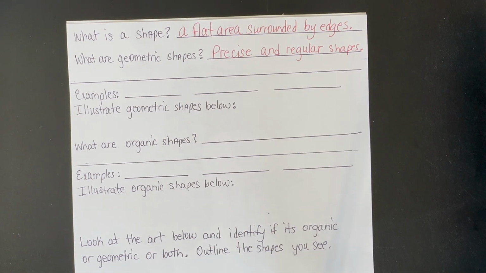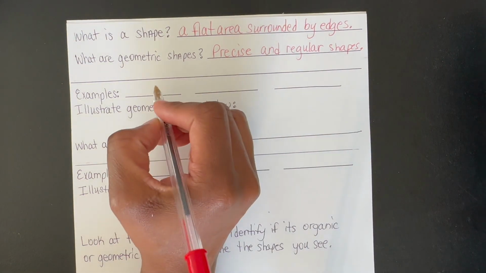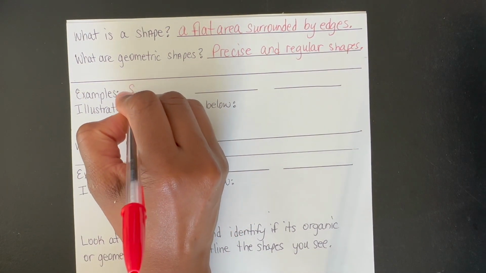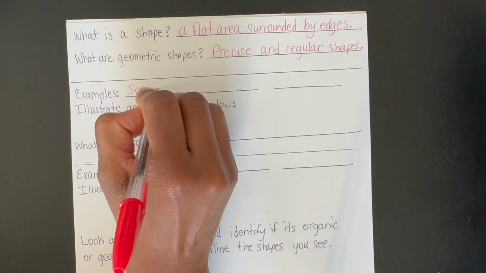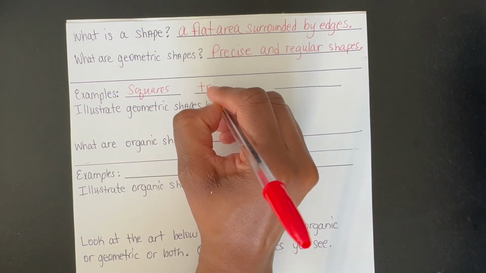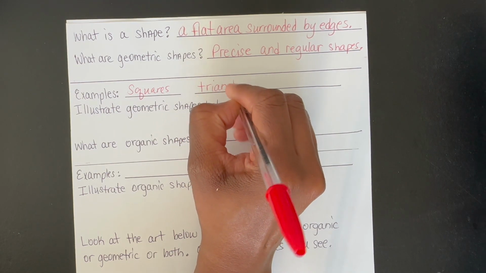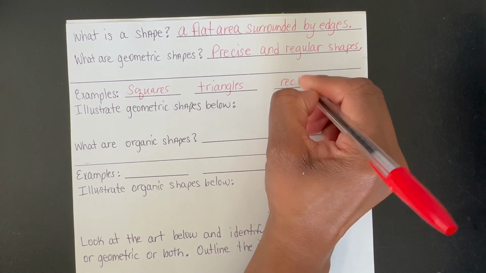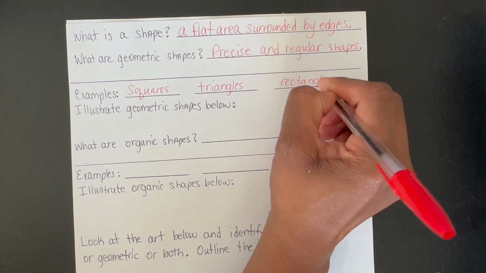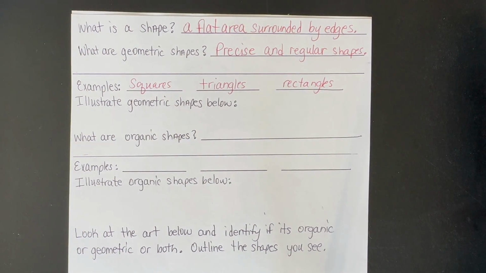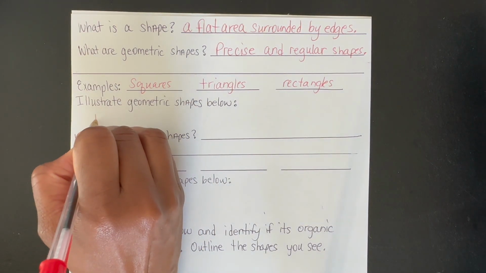So what's a regular shape? Give me an example of a regular shape. I just stated them. You have squares, triangles, rectangles. Those are 3 examples. All right, now we are going to illustrate some geometric shapes. Let's go ahead and draw in a square.